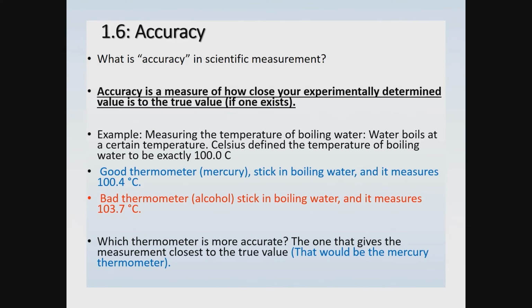And so it measures what should be 100.0 degrees, it measures it to be 103.7 degrees. So the question is, which thermometer is more accurate? So you kind of already know that maybe the one that measured closer to the true value is the more accurate. And so that would be the thermometer that measures at 100.4 degrees. So again, if you have several pieces of instrumentation and you're trying to make a measurement, you know what the true value is. The instrumentation that gets you closest to the true value is the more accurate one.